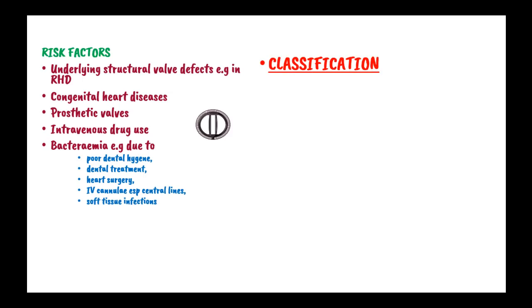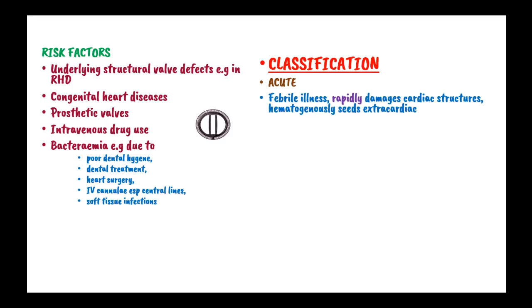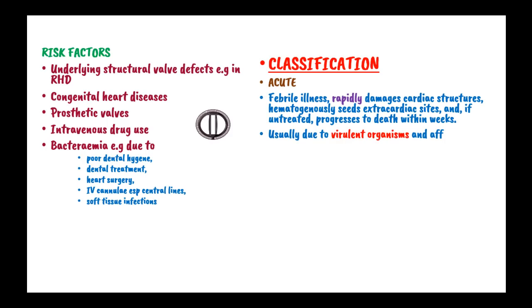Endocarditis can be classified into two types: acute endocarditis and subacute endocarditis. Acute endocarditis is a fulminant illness which rapidly damages the cardiac structures, hematogenously seeding extracardiac sites, and if untreated, it progresses to death within weeks. It is usually due to virulent organisms that affect normal valves, such as Staphylococcus aureus and Streptococcus.